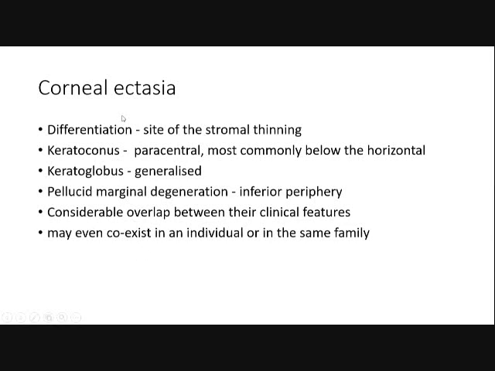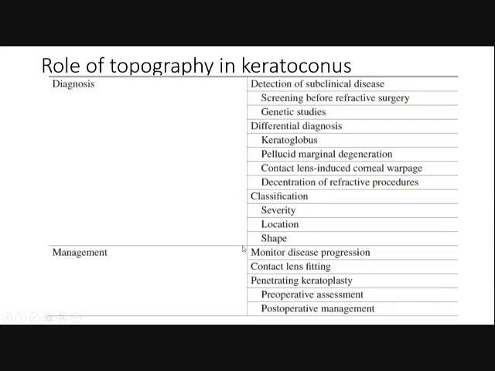Now, the corneal ectasias: we have different types of ectasia, keratoconus, keratoglobus, pellucid marginal degeneration, and there is considerable overlap between their clinical features. So it is difficult to put a case strictly in one category, whether this is a case of keratoconus or globus. Sometimes it's difficult to say and they may even coexist in an individual or in the same family. So it is rather an overlapping spectrum in most of the cases.